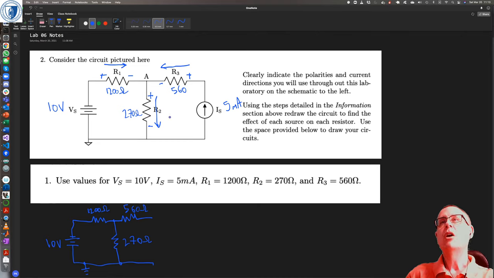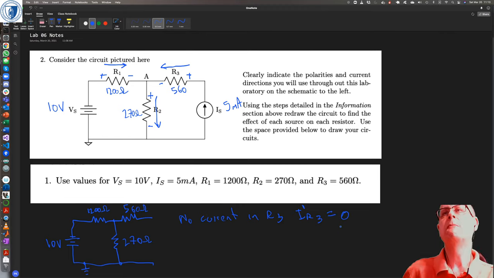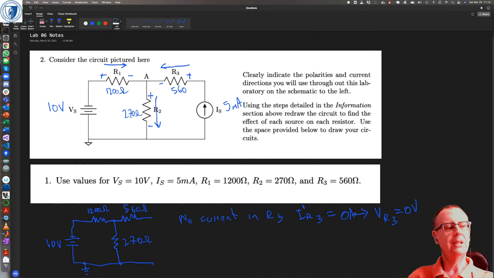Okay, now I've replaced the current source with its ideal, which is an open circuit. And what that means is there is no current flowing through R3, right? So IR3 in this particular instance, let's call it 1, is 0. Because IR3 is 0 and Ohm's law still applies, that means VR3 is also 0. And we can give it units as well. So let's just write that down.